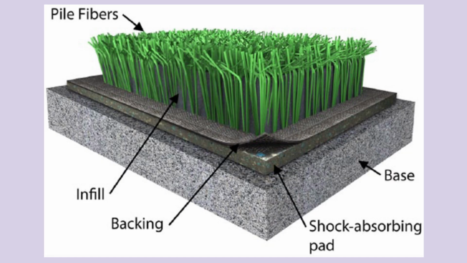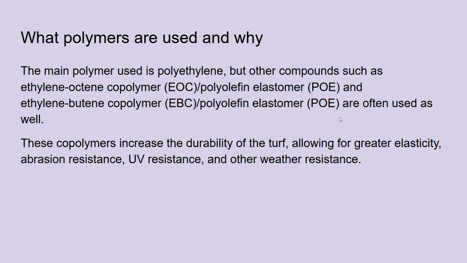Here's a visual representation of this. As you can see, the pile fibers here, and then the infill rubber granules in between, the fiber backing, and the shock absorbent pad, and then the base, usually made of concrete, that the turf is laid on.